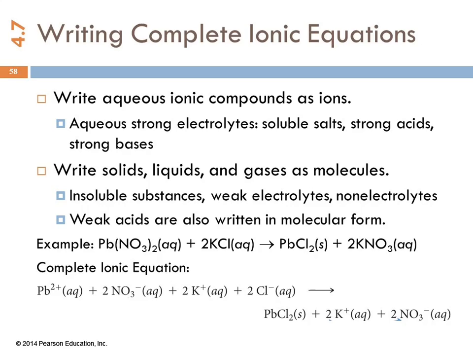So when we're writing the complete ionic equation, we're going to write anything aqueous and ionic as ions. So that includes soluble salts. Remember, salt is a chemist's word for ionic compound. If it's an ionic compound that's soluble, we're going to separate it into ions. If it's a strong acid, we're going to separate it into ions. And we'll learn more about what are strong acids later. There's 6 of them. If it's not a strong acid, then it's a weak acid.